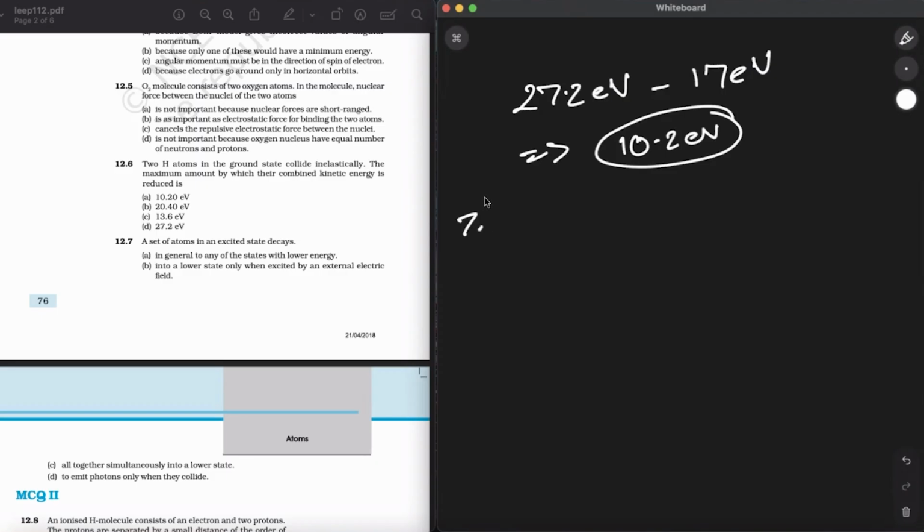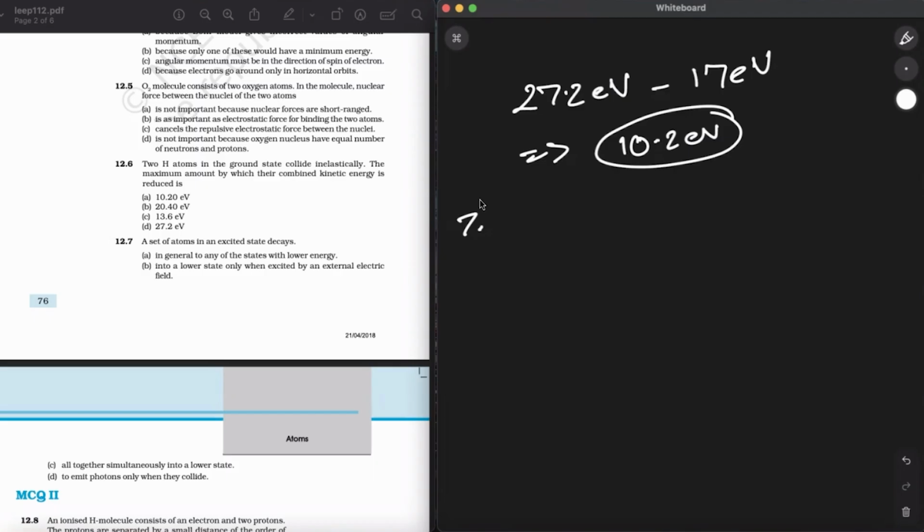Okay, so there is a set of atoms in an excited state. A set of atoms in an excited state decays in general to any of the states with lower energy. Alright, so 4 options are there. Into a lower state only when excited by an external electric field. Altogether simultaneously into a lower state, so emit photons only when they collide. So I think option A is correct.